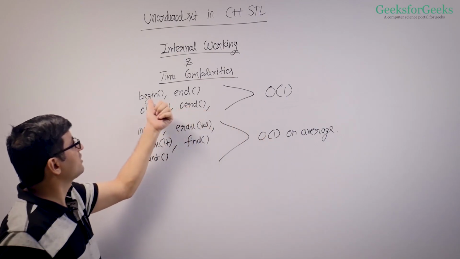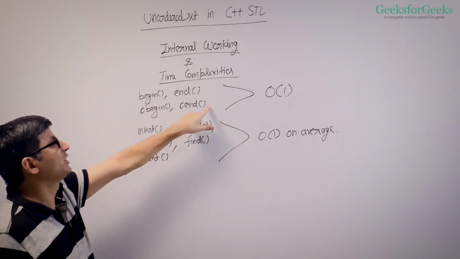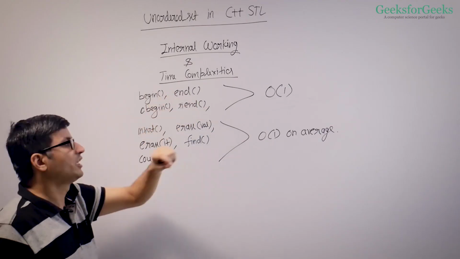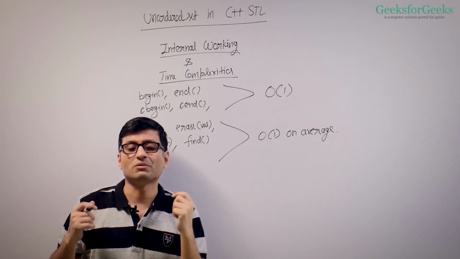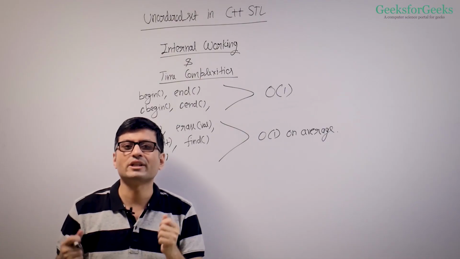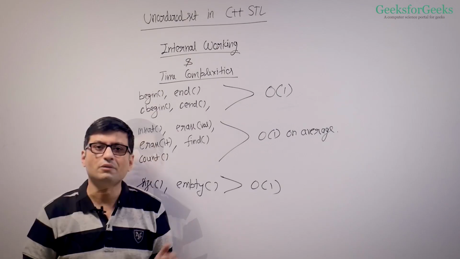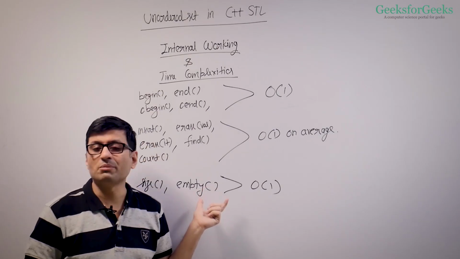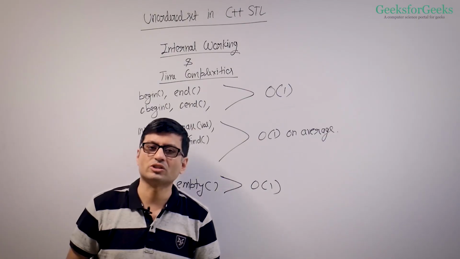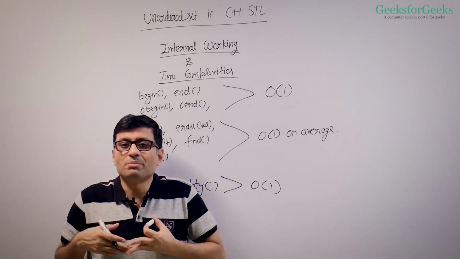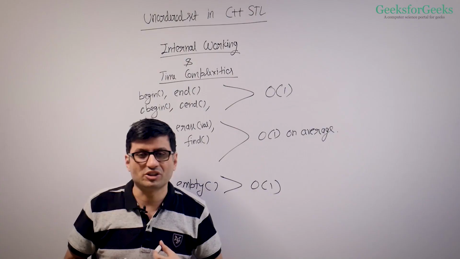And the functions begin, end and their constant versions like cbegin, cend, they are all big O of 1 like any other container because we have variables stored inside the container to get the begin and end elements quickly. The functions like size and empty, they are also big O of 1 because size is internally stored with the container and empty is just checking whether size is 0 or not.